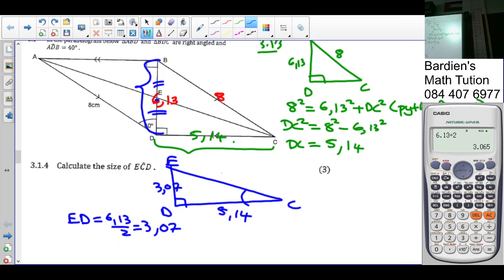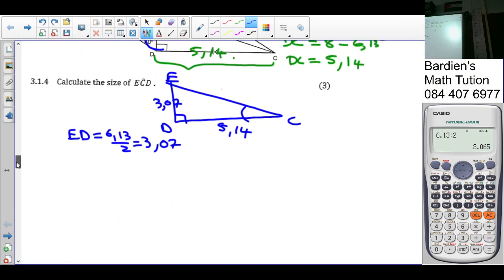Okay. And why is that the case? What's the reason there? Diagonals. You don't need to write this, but I'll just write it down so you guys can follow. Diagonals bisect in parallelogram. The diagonals bisect each other in the parallelogram. You all okay with that?